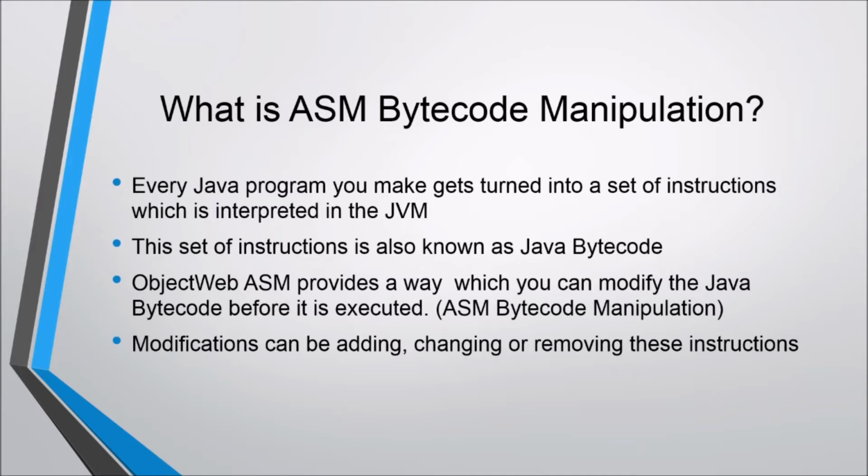Yes, what is ASM bytecode manipulation? Well, every Java program you make gets turned into a set of instructions which is interpreted in the JVM, otherwise known as the Java Virtual Machine. This set of instructions is also known as Java bytecode. Object Web ASM provides a way in which you can modify the Java bytecode before it is executed. This is why it's called ASM bytecode manipulation. Modifications can be adding, changing, or removing these instructions.